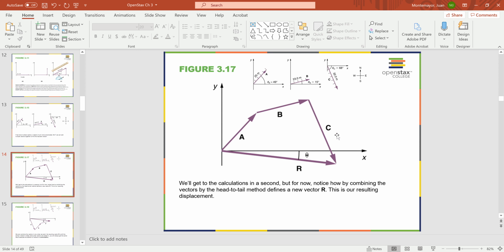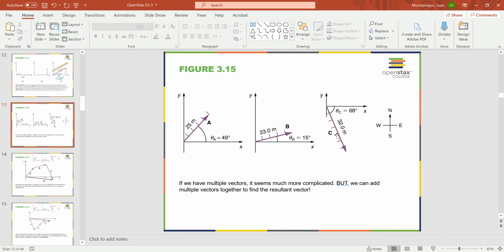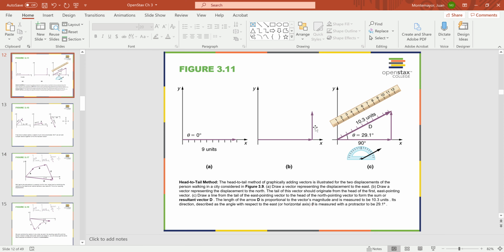But with all of this, we are adding vectors. That's the root of this. We are adding your x vector here plus your y vector here, and that gives you this r vector, this resultant.